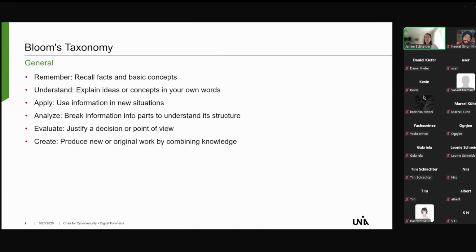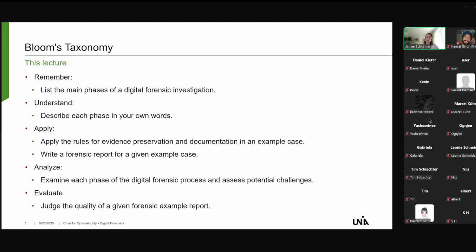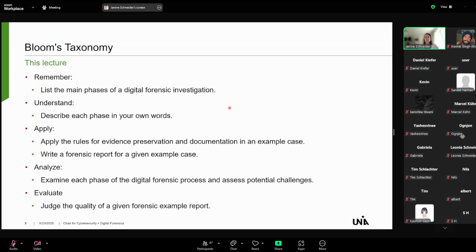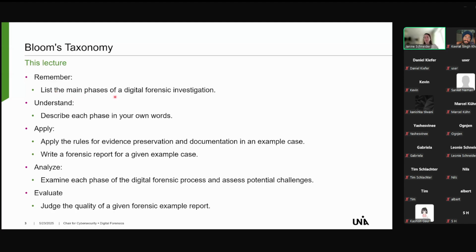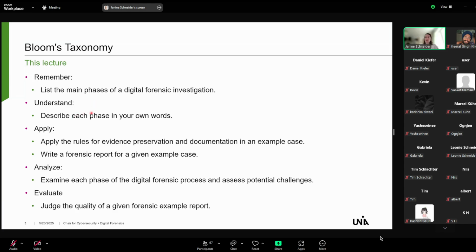you may remember Bloom's taxonomy. I talked about it briefly in the past. So this is the general taxonomy. It defines learning goals, and after this lecture, you should be able to remember some stuff. You should be able to list the main phases of digital forensic investigation. You should be able to describe each phase in your own words, so it's an understanding goal. For apply, you should be able to apply some rules for evidence preservation and documentation in an example case.